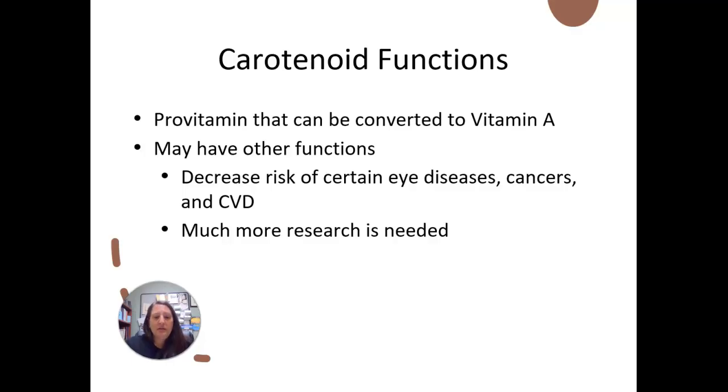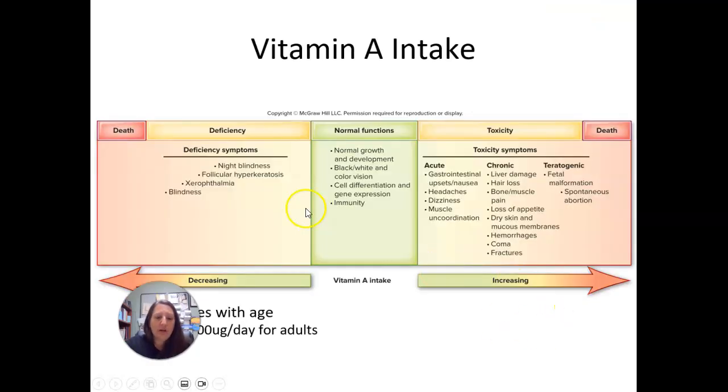We find that carotenoids may have additional functions. They may decrease the risk of certain eye diseases, cancers, and cardiovascular disease. But again, much more research is needed. Is it the carotenoids in these foods, or is it the phytochemicals in these foods? So, again, more research is needed to figure out exactly what compounds and if they do have the effects. But they are suggested. Okay.